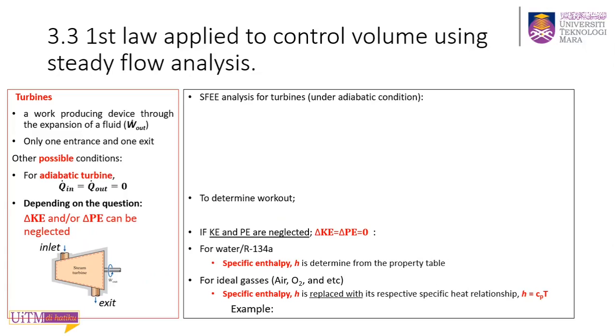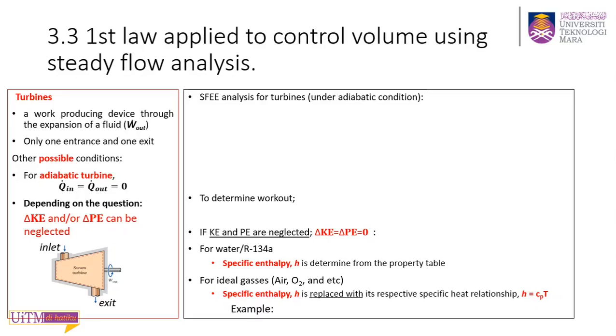Now, let's look at the first steady flow device called turbines. Turbines are work-producing devices, meaning that in terms of work interaction, work out is present and work in can be neglected. Other possible here means, depending on the question, turbines can also be adiabatic, and depending on the question, also kinetic and or potential energies can sometimes be neglected. The figure given is the schematic diagram for a turbine.